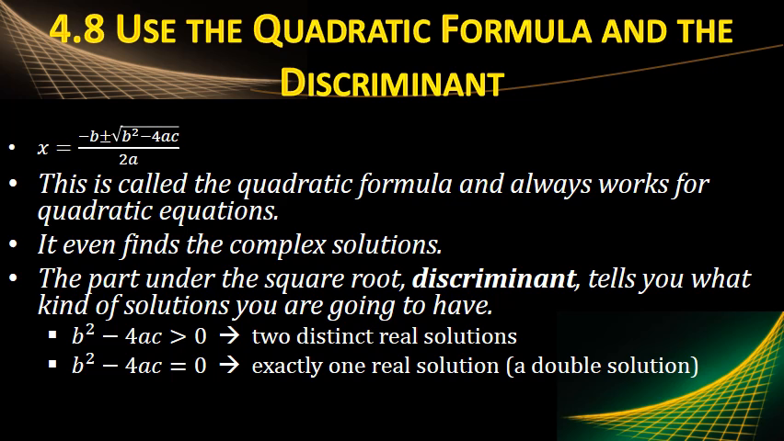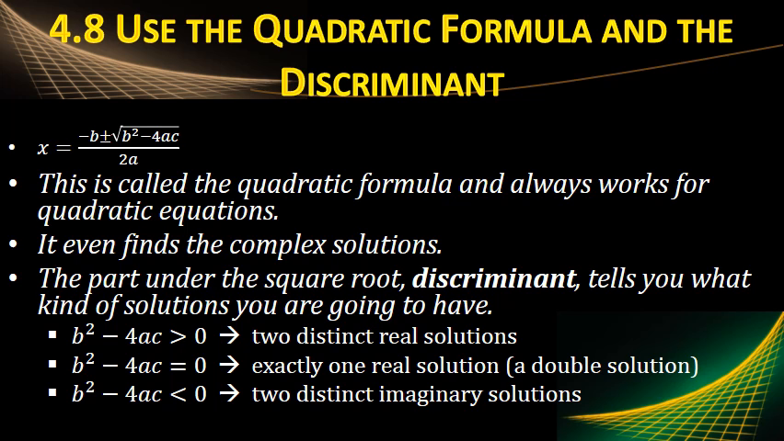That sounds familiar from way back. That's where the vertex is. If our discriminant is less than 0, you get 2 distinct imaginary solutions, because you're taking a square root of a negative number.